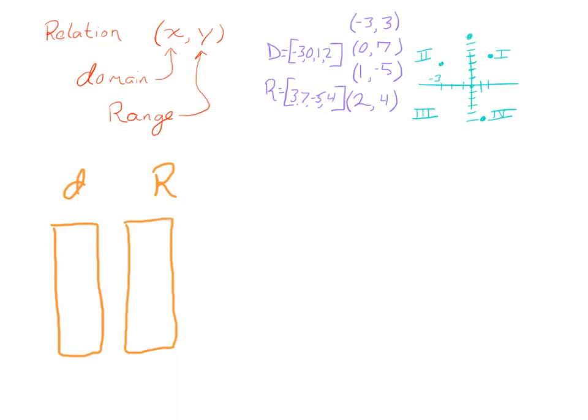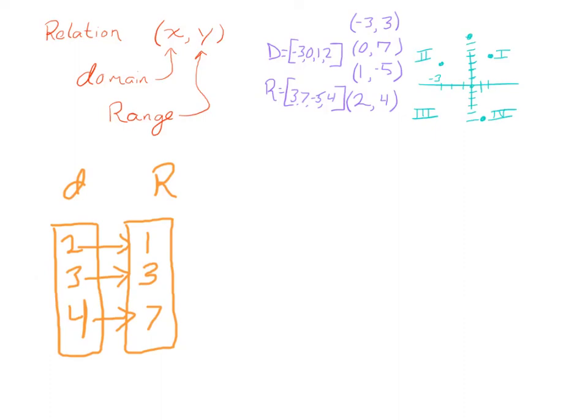And I could say that 2, 3, and 4 are going to map over to 1, 3, 7. So what that means is that I'm telling you, just like up here in this purple problem, the domain is 3, 0, 1, 2, which was 3, 0, 1, 2.